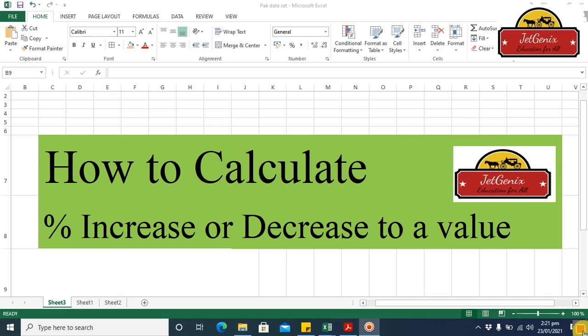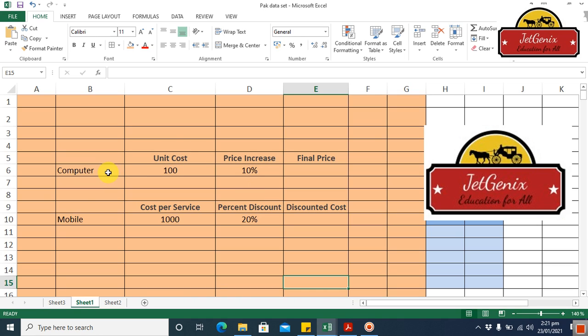Today we are going to calculate the percentage increase or decrease in a value. You might have certain data. For example, here we have two products, the computer, which has a unit cost of 100, and now the price has been increased by 10%. So what will be the final price after this increase? This is the one thing we are going to calculate today.